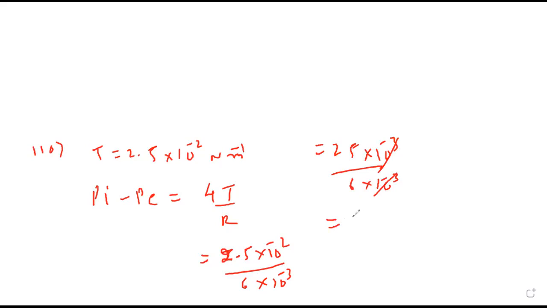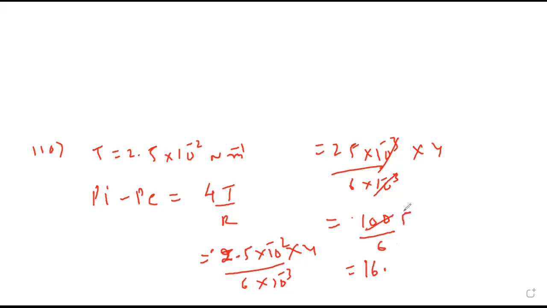25 upon 6, and then it will be 6 into 2.5 into 10 raised to minus 2. 4T, I didn't write the 4, so into 4 into 4. That means it is 100 upon 6. 16, 16 sixes are 96, point, remainder 4. 16 into 6 is 96.